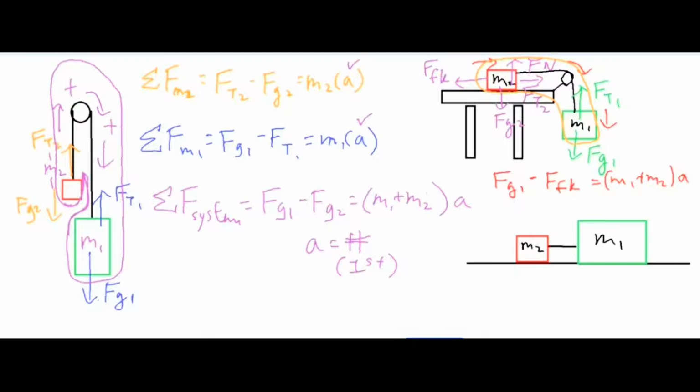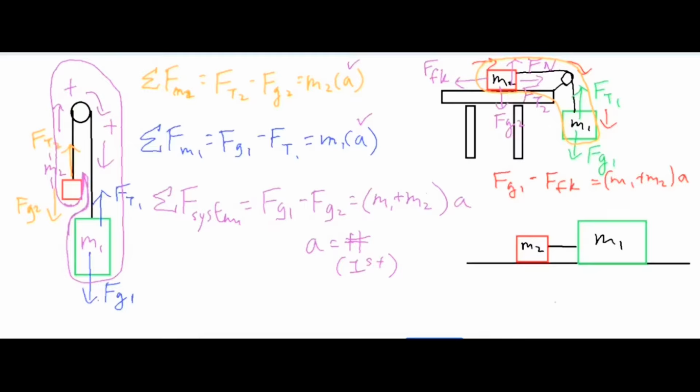And again, if you wanted those individual formulas like we have in orange and blue over here, it would basically just be the FT2 minus the FFK, and that would equal M2A. And then for our M1, it would be FG1 minus FT1 equals M1A. Again, it's all based off the same idea of this main problem that we worked out over here that's in orange, blue, and purple.